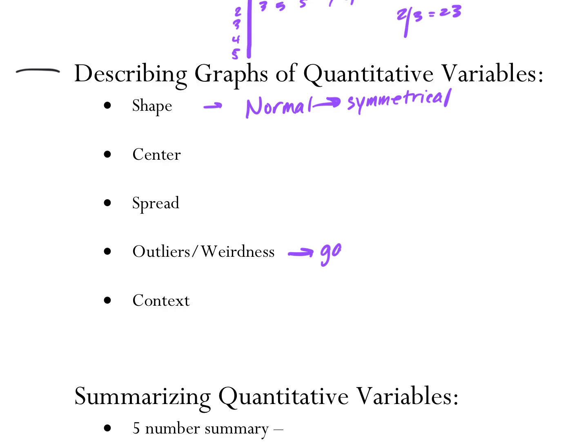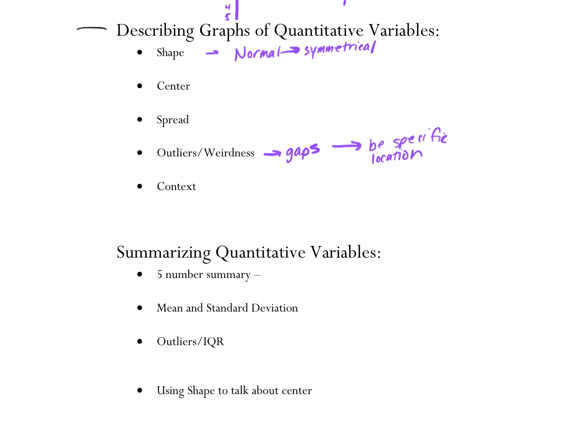If you have unusual features such as outliers or gaps, you should identify them. And when you identify them, be specific. And when I say be specific, that includes saying where. So don't just say there is a gap, say that there's a gap between here and here. Okay? Lastly, again, context, going back to what is the variable of interest?